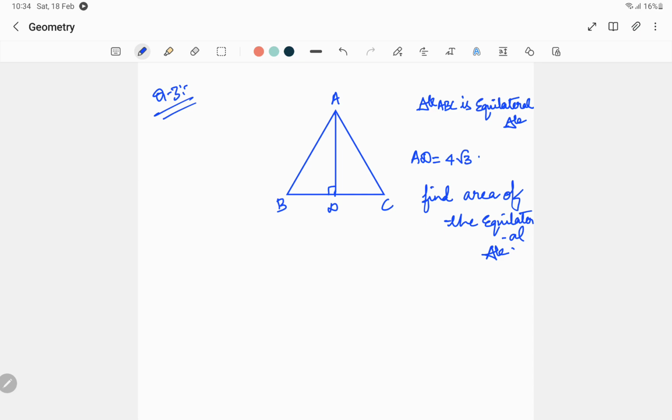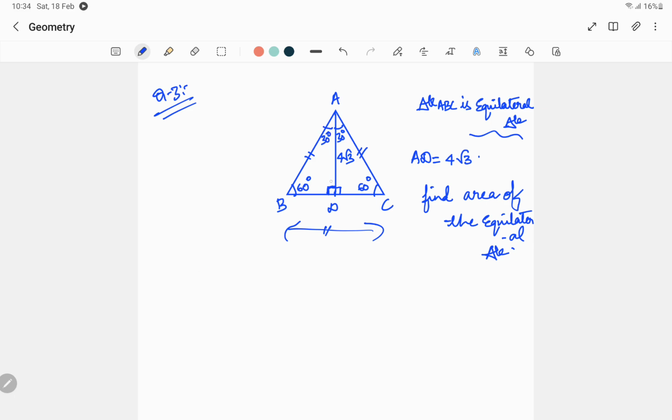Now let us look at this question. It is given that ABC is an equilateral triangle. That means the sides are equal. This is equal to this is equal to this entire length, that is BC. And we are also given the height, that is 4 root 3. And we know that the height will be a perpendicular bisector to the base, that is BC. So this is an equilateral triangle, so each and every angle will be 60. This is 60. So this is 90, this would be 30 degrees, this would be 30 degrees.